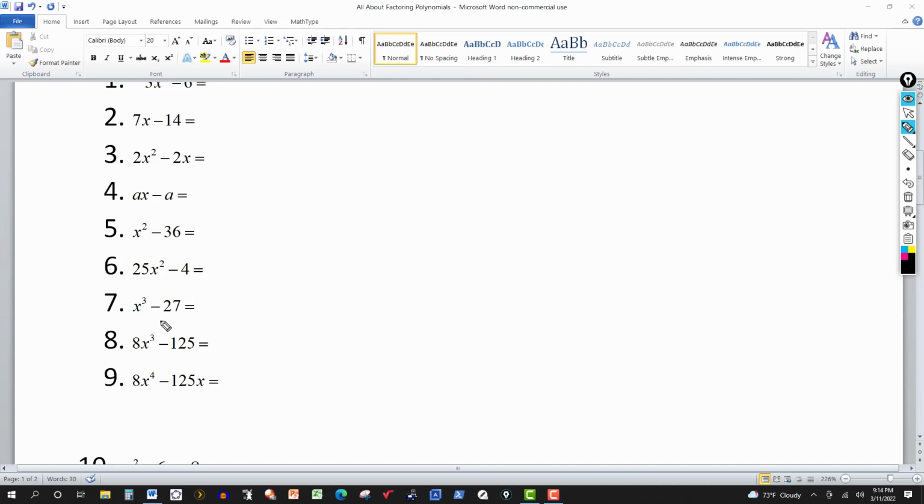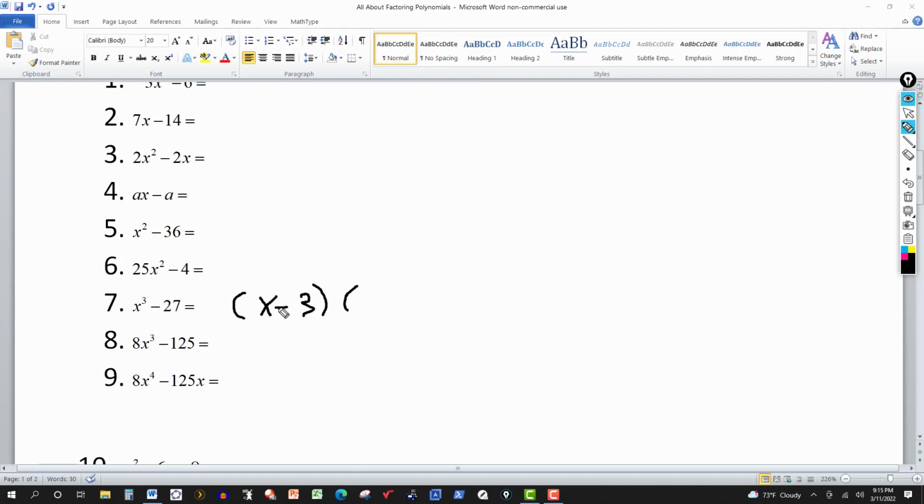Now the next one, we have a difference, no common factor. So we look for difference of squares. When you have a binomial, look for difference of squares, difference of cubes, or sum of cubes. In this case, we have a difference of cubes. X cubed, and 27 is 3 to the third, so it's a cube. So the first factor should be the difference of the cube roots. So that's x minus 3.